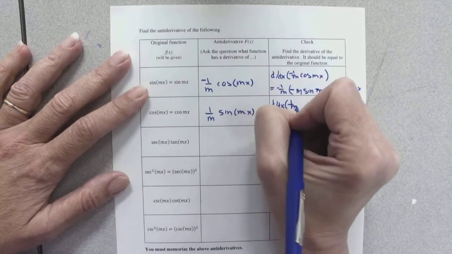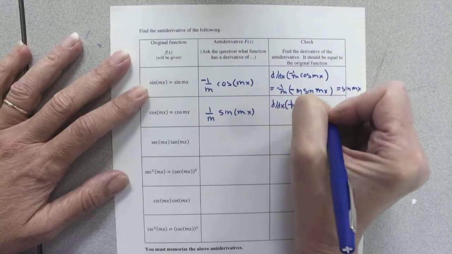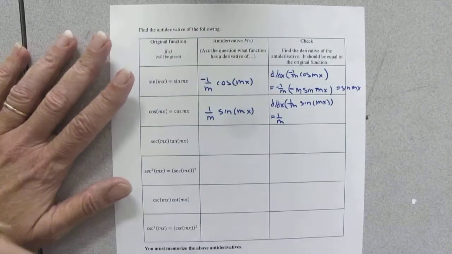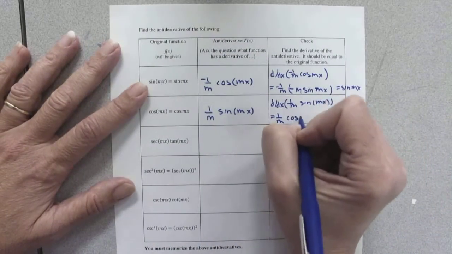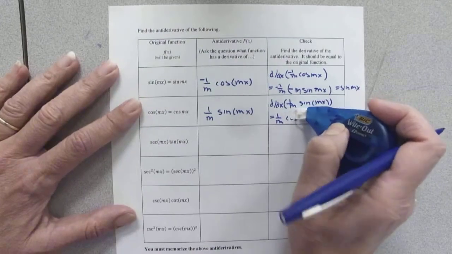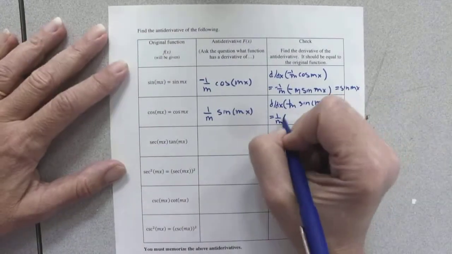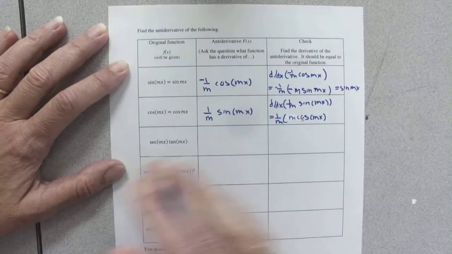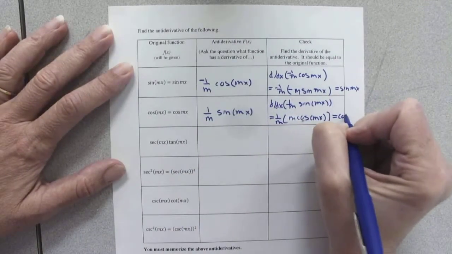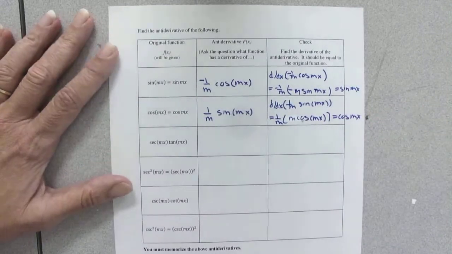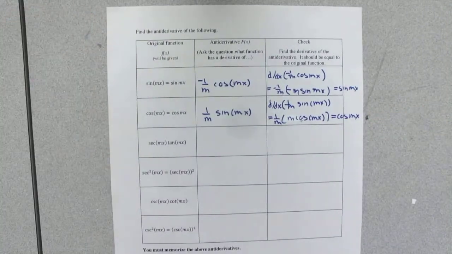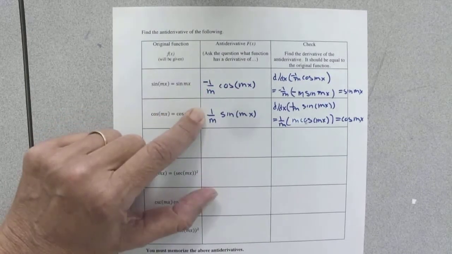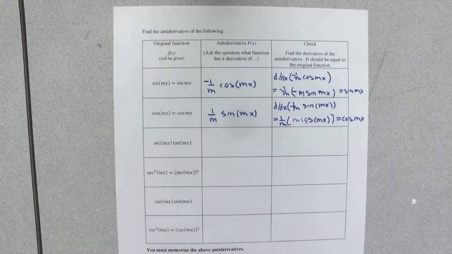The derivative of 1 over m sine mx. Well, that coefficient's just going to stay there. The derivative of sine is cosine. But then the chain rule is going to give me that times m, and we get back to the cosine mx. And so we're starting to see a pattern of the effect of that m, that we are going to divide by it or multiply by its reciprocal.